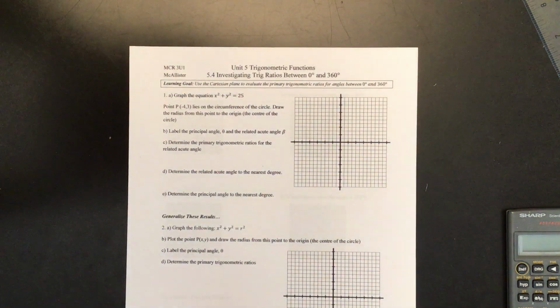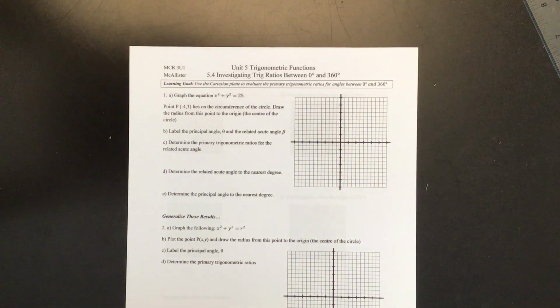So lesson 5.4, which is really just a continuation of 5.3. 5.3 is the introduction into this, and this is where we really get into our trig ratios between 0 and 360. So we'll work our way through a couple of these examples. Question 1 is graph the equation x squared plus y squared equals 25.